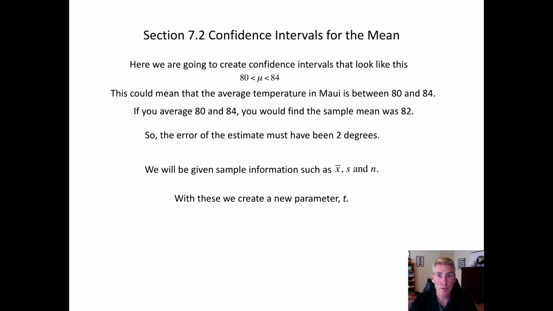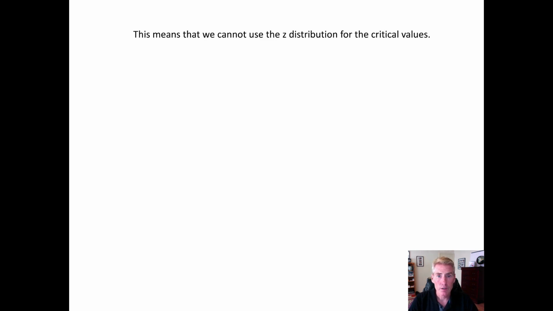and with that we create a whole new parameter which is called t. Well, it's not really that new. It's basically just the z formula, except down here only the sample standard deviation is known. So it's very similar. The picture looks the same, like a bell-shaped curve, but we can't use the z distribution, or in other words, we can't use table A2 because the numbers are slightly different for the t distribution.